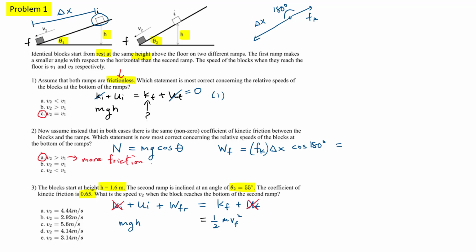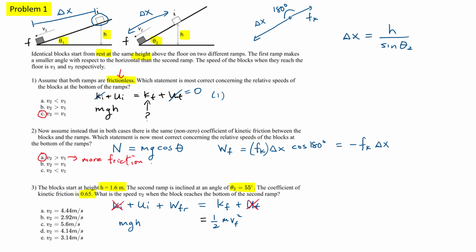So let's work on this. Cos of 180 is -1. So I have the work of kinetic friction as being minus Fk multiplied by that distance delta x. So I guess the only other thing I need to know is what is this distance over here, delta x, for this ramp? Okay, this distance here is going to be, again, I can use some trigonometry right here. Delta x here is simply going to be h divided by sine of the angle theta 2.